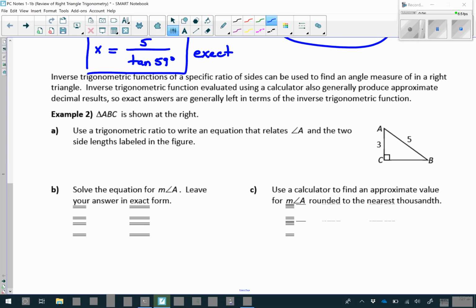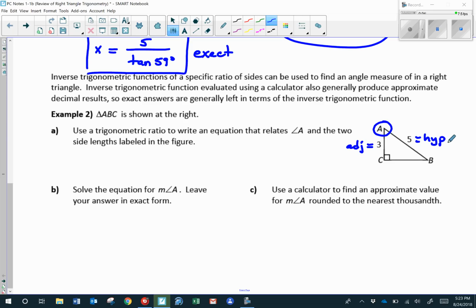We can also use inverse trigonometric functions. Those are going to be utilized whenever we're looking for an angle in a triangle. So again, it's a right triangle. We're interested in angle A and the two side lengths that are related to angle A. 3 is the adjacent leg of the right triangle. 5 is the hypotenuse of the right triangle.